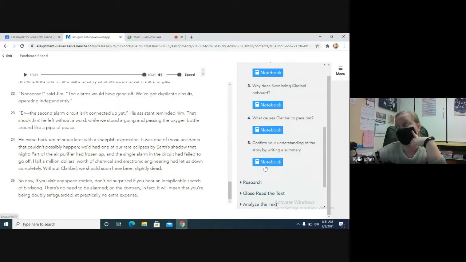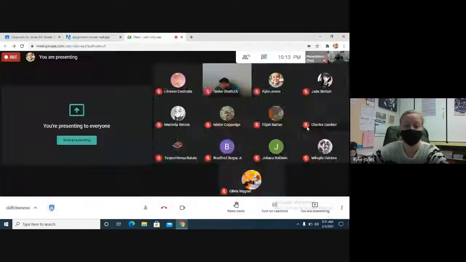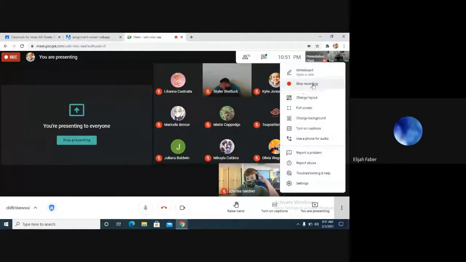And then number five is where you're going to copy and paste your summary. So I know that you've written that summary. So that is what you're completing. Once you finish up those 5 questions, then you can head out. But make sure you complete this, because I'm going to grade it so that I can make sure that you are understanding what was happening in the story. Do we have to have complete sentences?